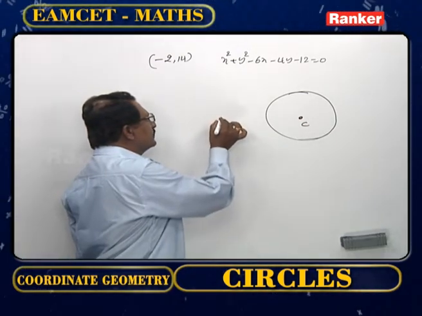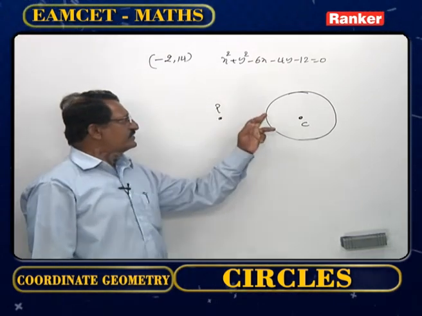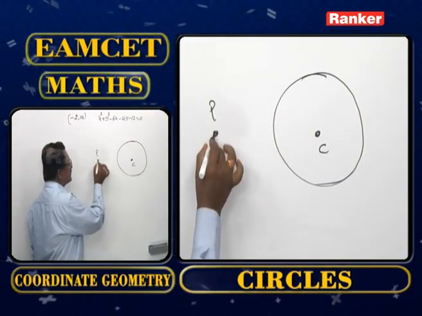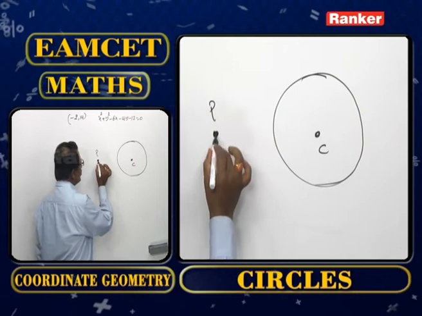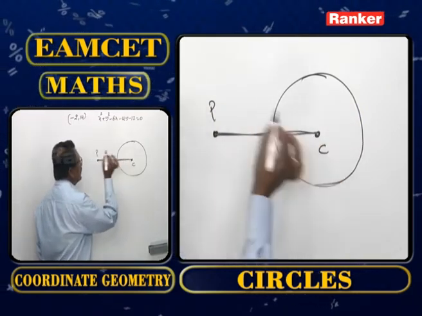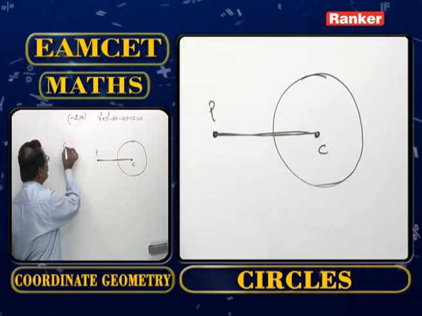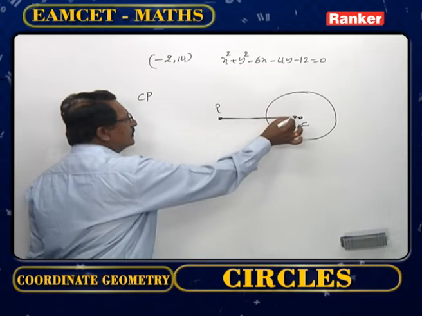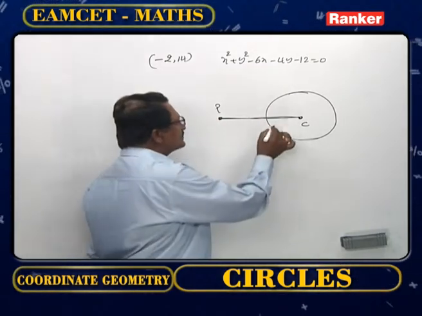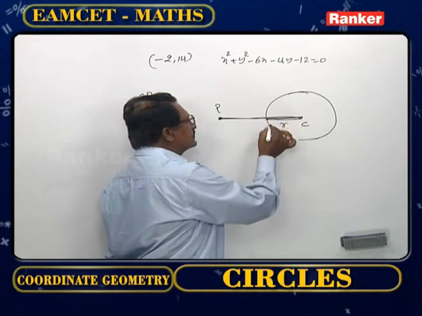P is any point. It may be outside the circle, on the circle, or inside; consider anywhere. Suppose first we consider the point P lies outside the circle. Now the distance between the center and the point P is CP, the distance between the center of the given circle and the given point P. The radius of the circle is R units.